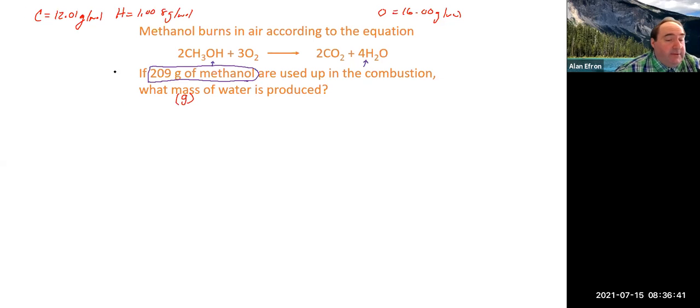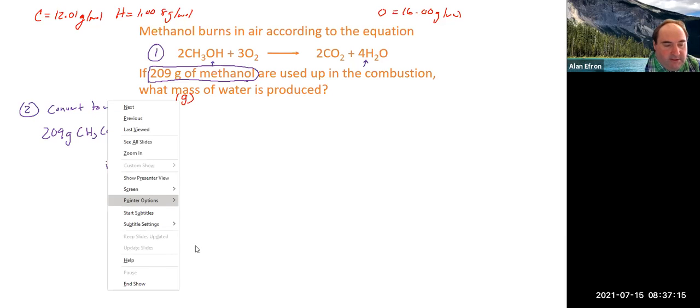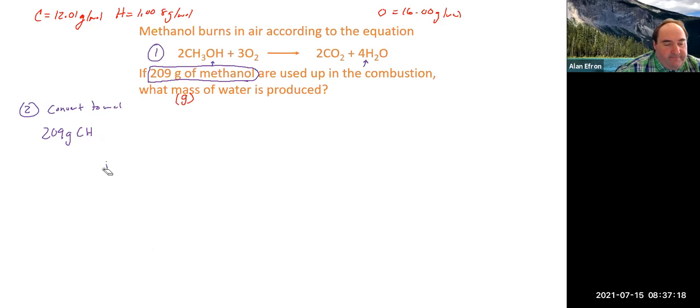So the first step, as we talked about, is to balance the equation, which clearly I see coefficients there. So I'm going to safely assume that it is correctly balanced. You can double check, but it is correctly balanced. The next thing we want to do is take whatever they gave us and convert to moles. In this case, we're only given 209 grams of methanol, which means we want to convert our 209 grams of CH3OH.